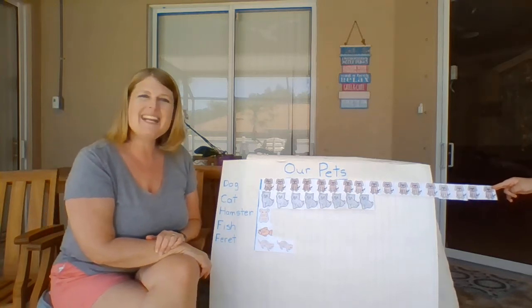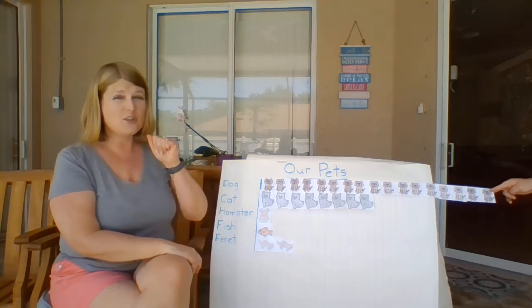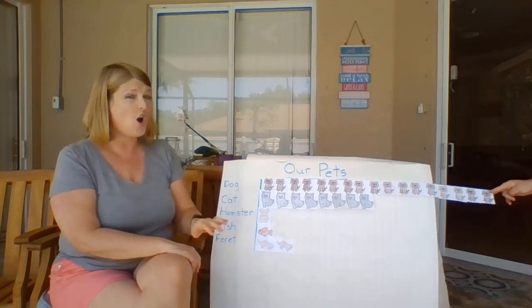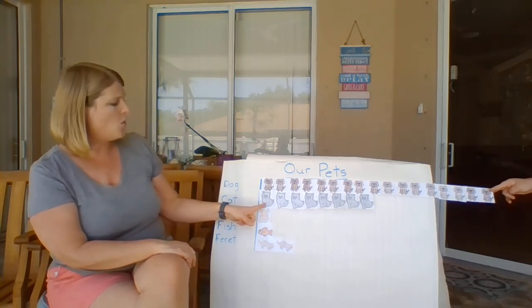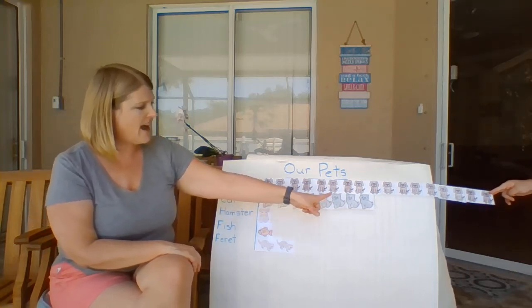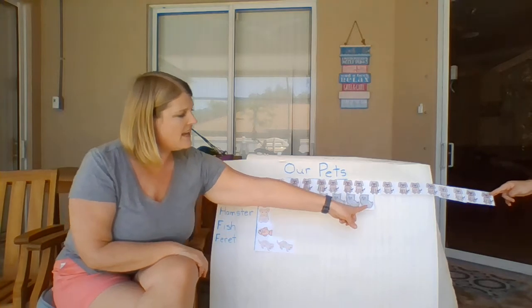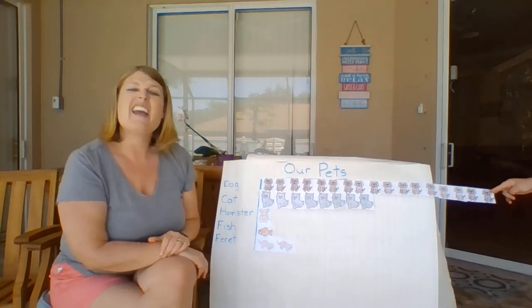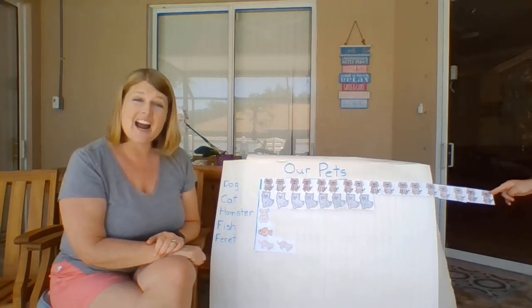All right, let's go to cat now. Let's see how many cats we have. Remember, each picture represents one cat in our home. So let's see how many we have. 1, 2, 3, 4, 5, 6, 7, 8. We have 8 cats in our home.